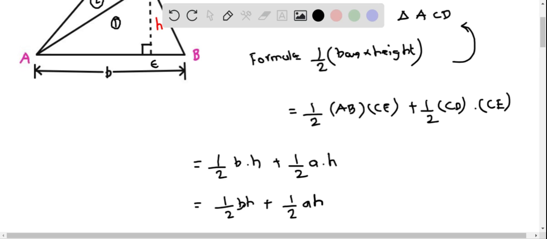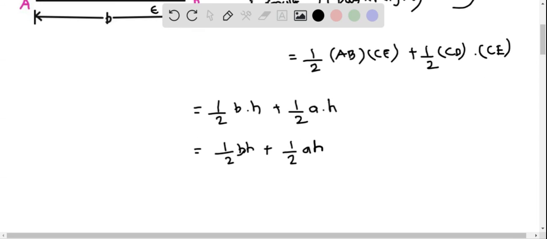Now we can clearly see that from these two terms, we can factor out the half as well as the height. Then we will be left with B plus A, or in fact, I can write this as A plus B. So therefore, this is the formula to find the area of the trapezoid.